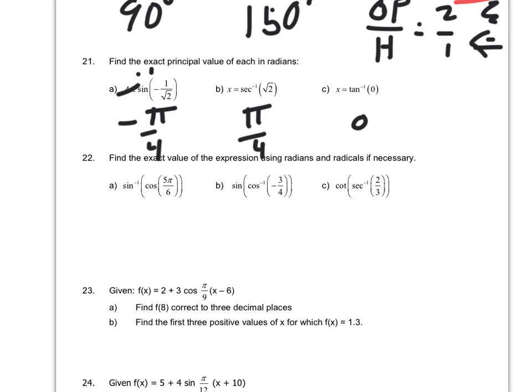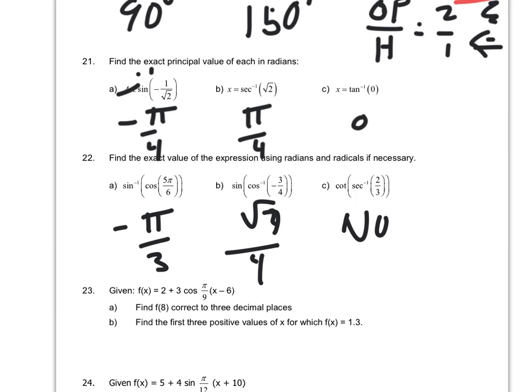You can do the same things for 22. Sine inverse of cosine of this. This is going to be a negative pi over 3, a rad 7 over 4, and again, this one is no solution, because we're going to find the adjacent is greater than the hypotenuse.